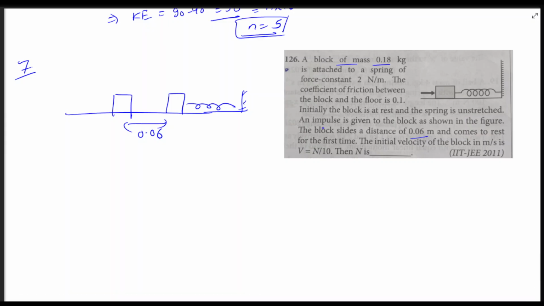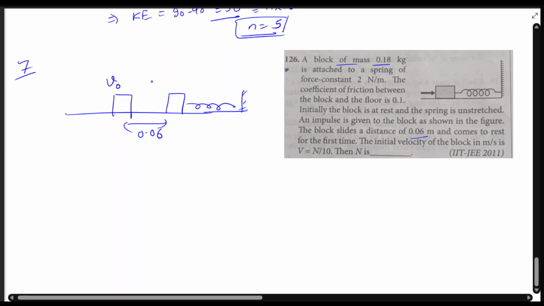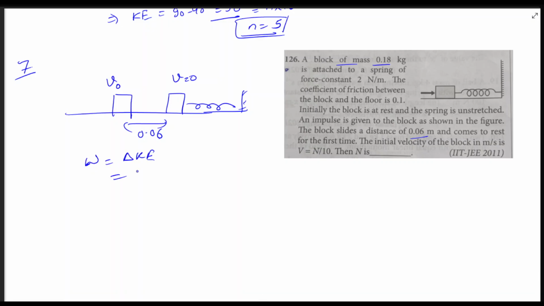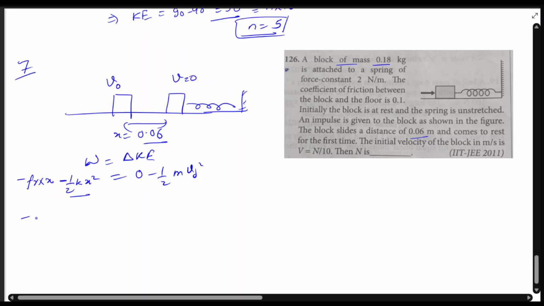Okay, perfect. For the first time, it comes to rest. So initially it may have some energy which will be lost by friction and some energy will be stored by the spring. So let's say the initial velocity is V naught, final energy is 0. So we'll use work done equal to change in kinetic energy. So 0 minus half m V naught square. Now friction will lose energy, so friction into displacement x. Now x is the same, okay, minus half k x square, right? This is work done by the spring. So we will have minus.